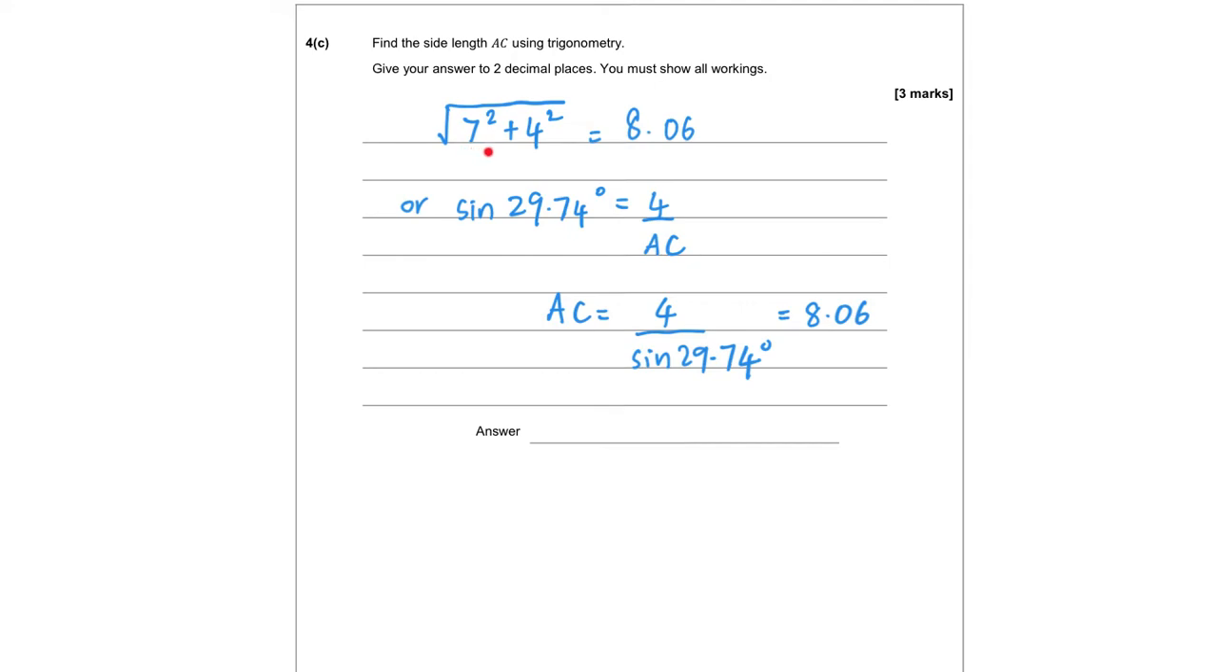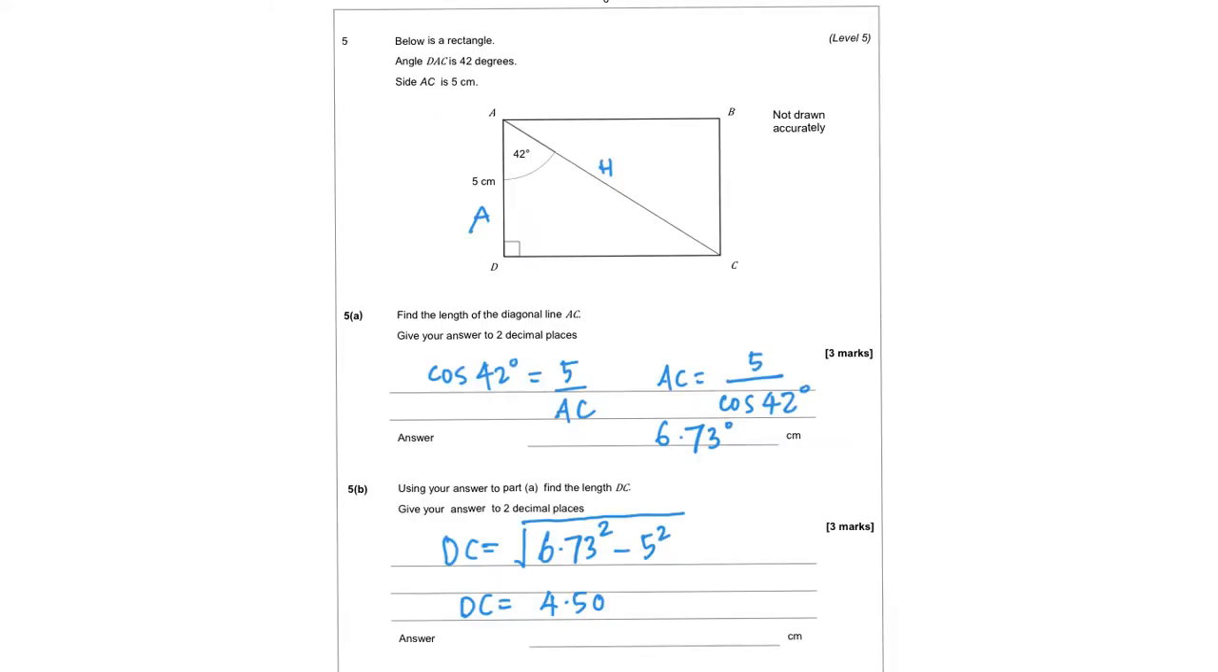Okay, so we can use Pythagoras theorem. That's what happened, 8.06. I also tried using sine angle, opposite over hypotenuse. So opposite is 4 divided by sine 29.74, 8.06. So 8.06 is the same answer. Of course, it has to be the same with the other method.